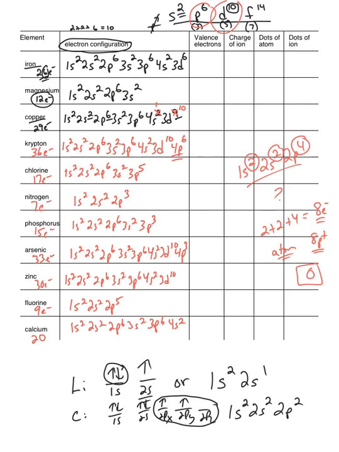Nitrogen, 1s2, 2s2, 2p3. Phosphorus, 1s2, 2s2, 2p6, 3s2, 3p3. Arsenic, 1s2, 2s2, 2p6, 3s2, 3p6, 4s2, 3d10, 4p3. Zinc, very much like arsenic, except there's no 4p3, 30 electrons. Fluorine has got 9, 1s2, 2s2, 2p5. And calcium, 1s2, 2s2, 2p6, 3s2, 3p6, 4s2.